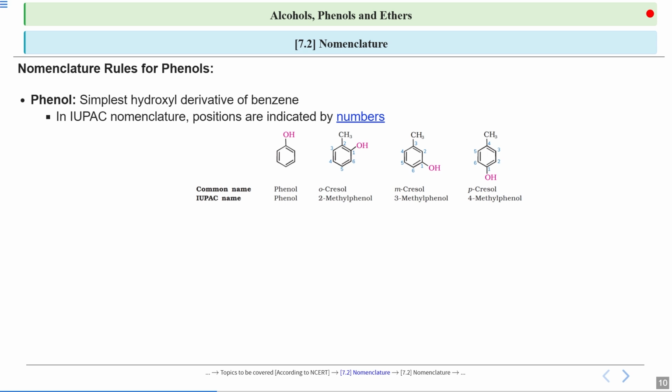The first is phenol. Common name and IUPAC name of this compound will be phenol. Then we have o-cresol, or you can say orthocresol. IUPAC name is 2-methylphenol.